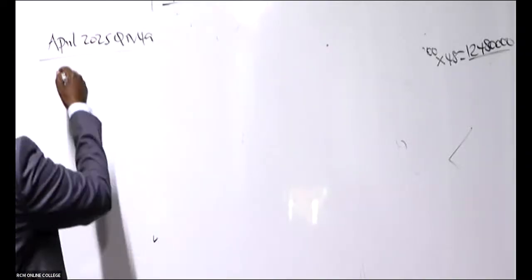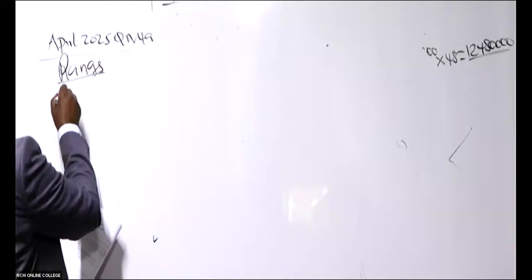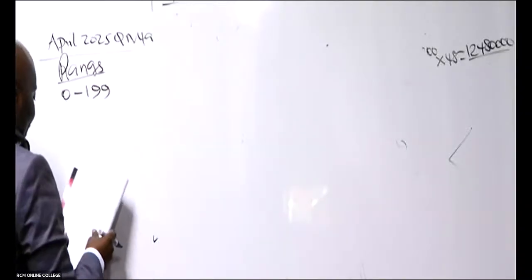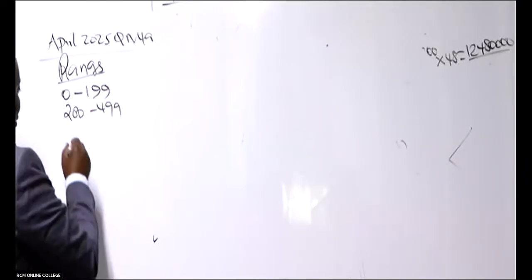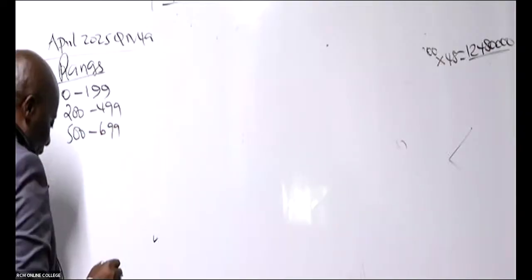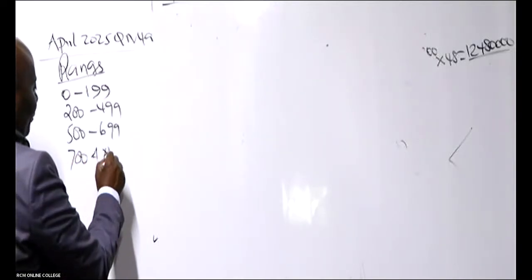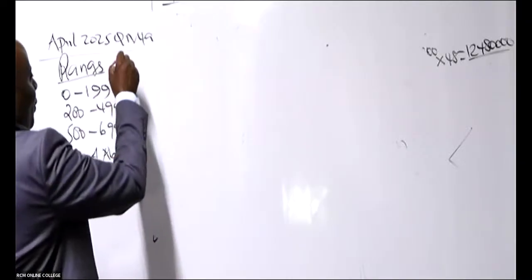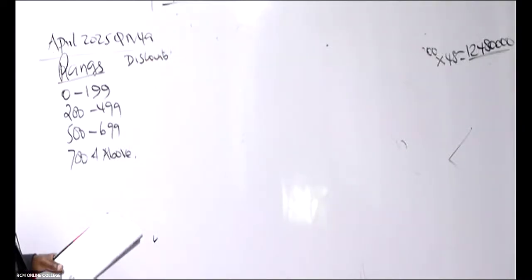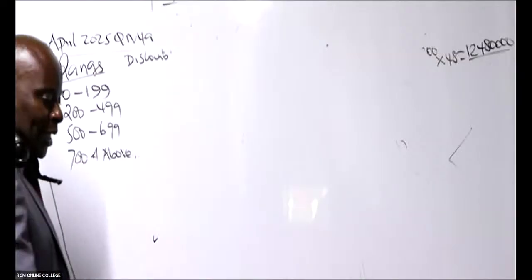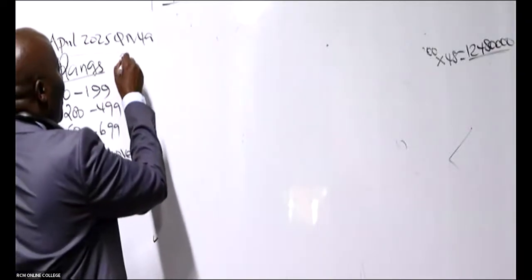So the first thing that I will do, I will write my ranges. The first one is 0 to 199. I can see 200 to 499. I can see 500 to 699. I can see 700 and above. So we have here the discounts. So instead of writing that discount, we are bright people, we can just go ahead and write the purchase price.